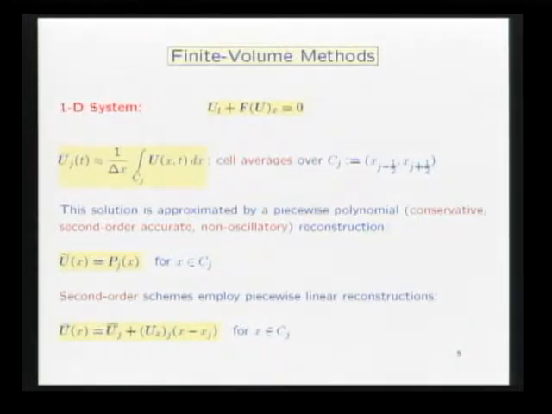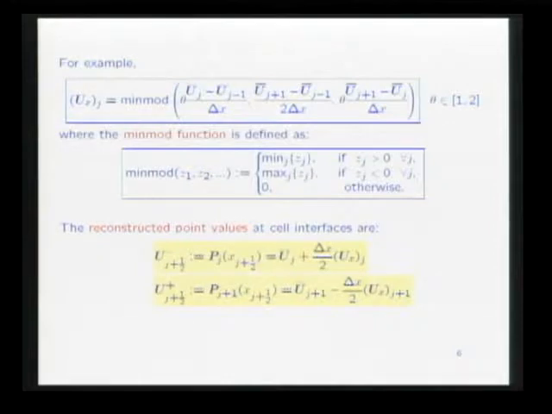For example, for second order schemes we need a piecewise linear reconstruction, which looks like this. The only degree of freedom is the slope, and the slopes are supposed to be obtained using some nonlinear limiter to make it non-oscillatory. For example, the minmod limiter, which is the one used in all of the examples that I will show you, but other limiters can also be used.